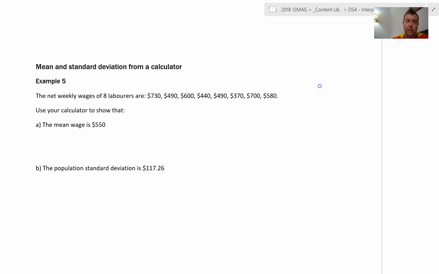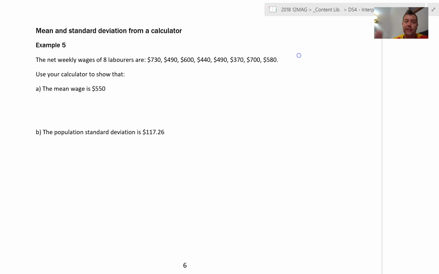Moving along. Mean and standard deviation from a calculator. Really common HSC question and easy marks as long as you know what you're doing. You have to remember how to use your step mode. Go back and check that video if you need to. Use your calculator to show this. Go back and watch those videos.